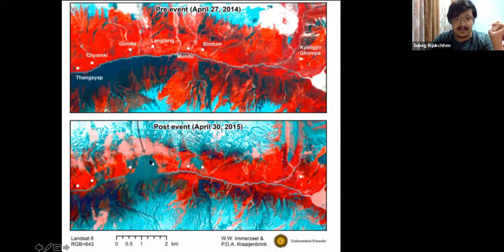And then look at here, a big landslide, a big one, because look, this is 2 kilometers, so it's more than 1 kilometer wide. Think about the sheer size, a 1 kilometer wide landslide collapsed this whole area. This Gumba and Langtang village was under the landslide. Okay, this happened. This is the satellite image after 5 days.